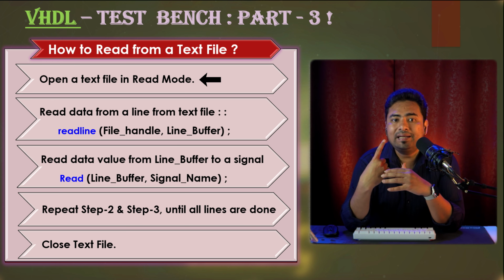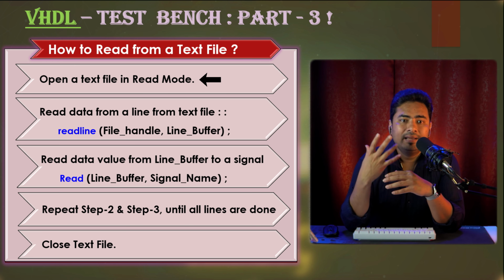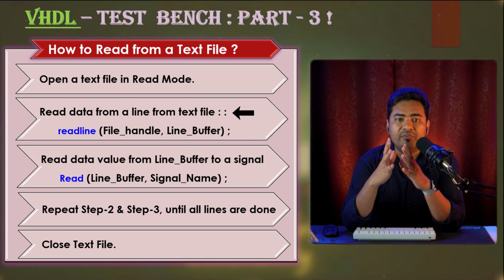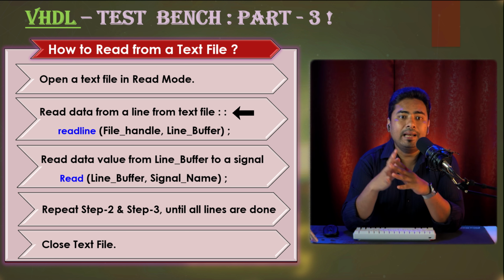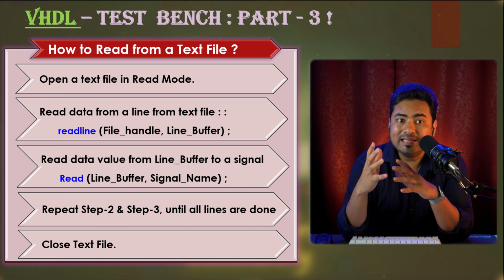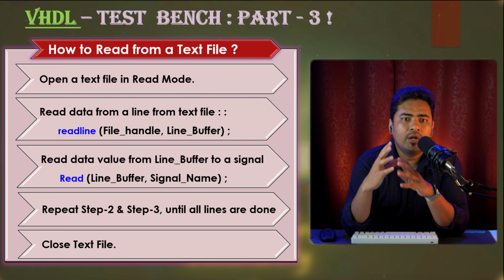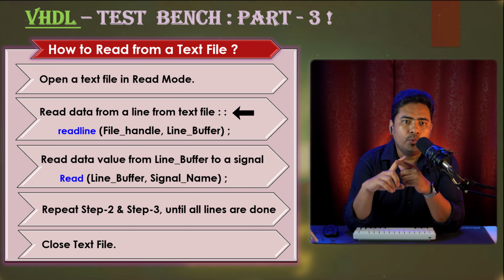First, we open the text file in read mode. Then in the second stage, we read data line by line from the text file, and this happens in 2 steps. So you can see step 2 and step 3 in this slide.